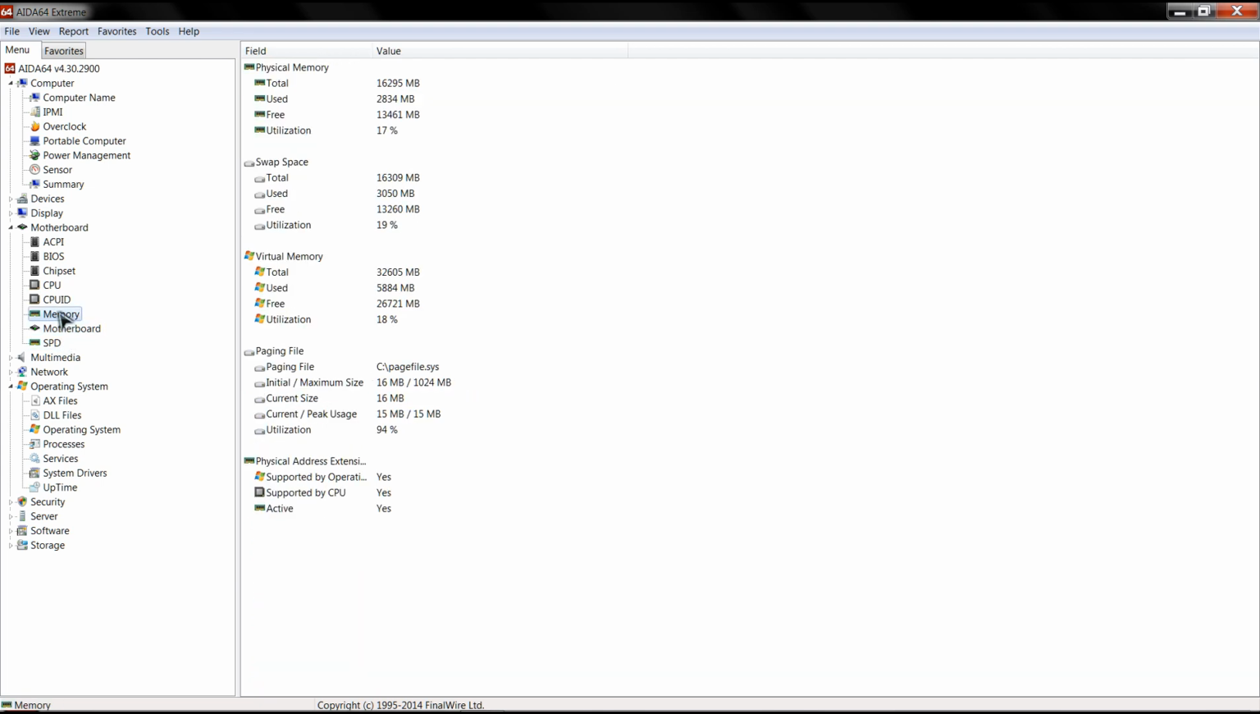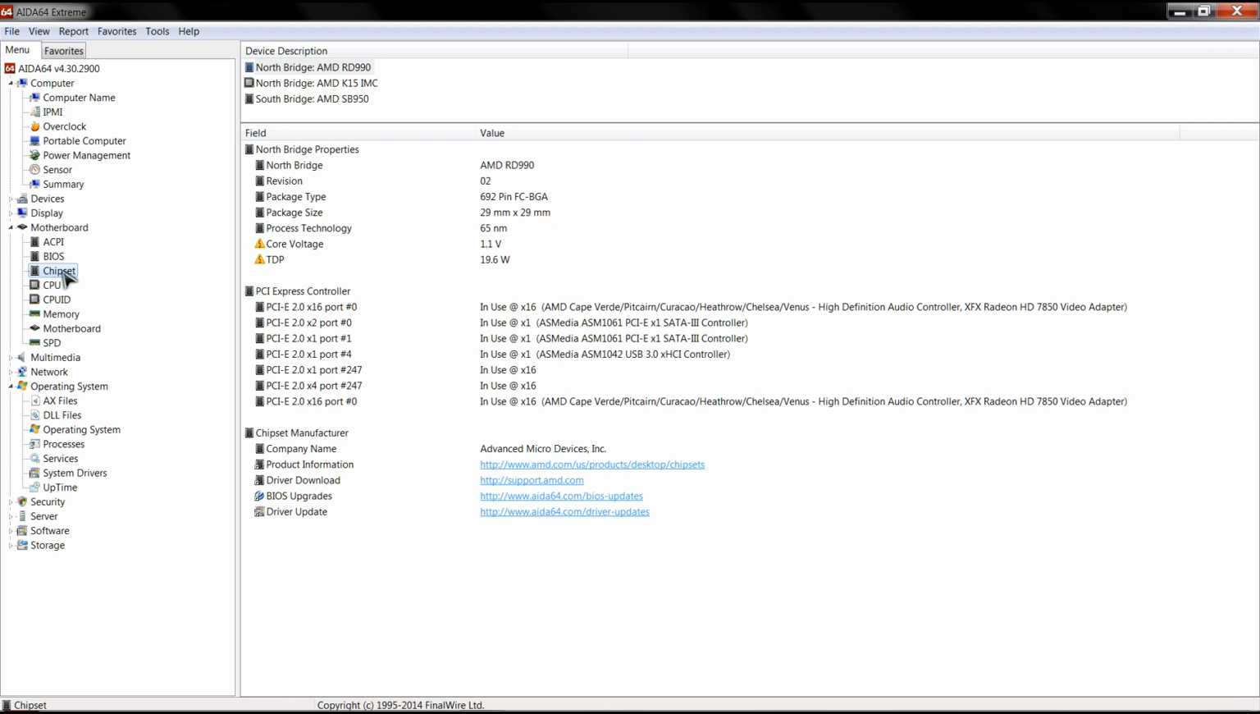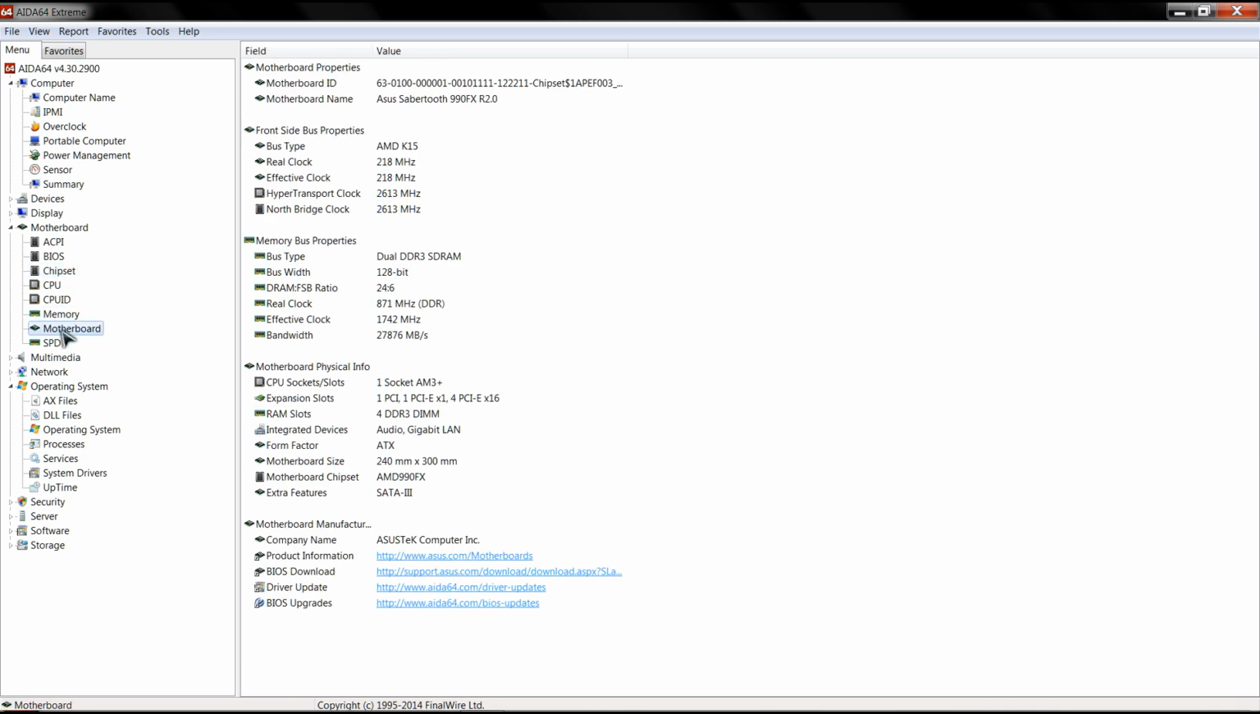Let me show you maybe over in memory, let's go back here. So this number here, the original clock was 200. If we subtract 200 from that, that leaves 18. 18 times 4 is 72. So the real clock of 800 plus the 72 gives you 872, and then multiplied by 2, and there's your 1742, or 1.74 gigahertz clock for your memory.